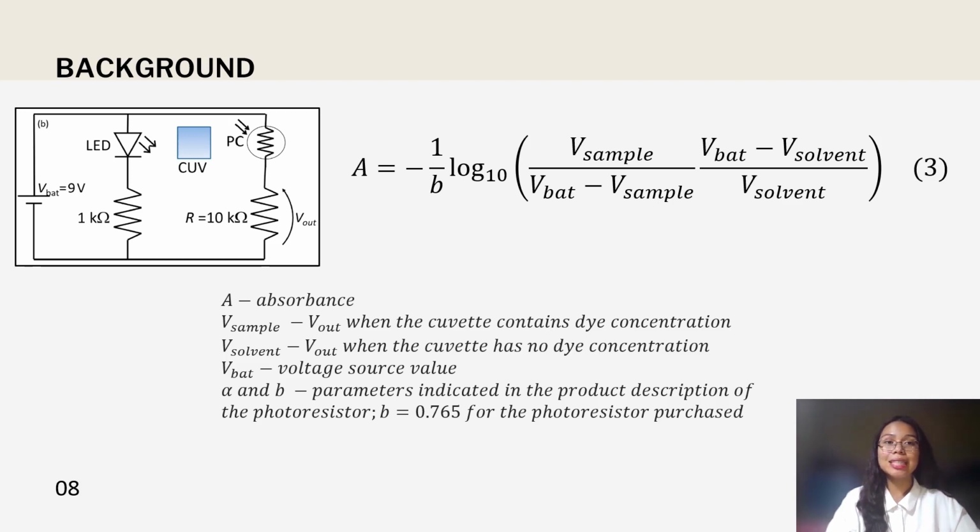The voltage readings include V sample, or when the cuvette contains dye concentration, V solvent, or when the cuvette has zero dye concentration, and V BAT, or the voltage reading across the voltage source.